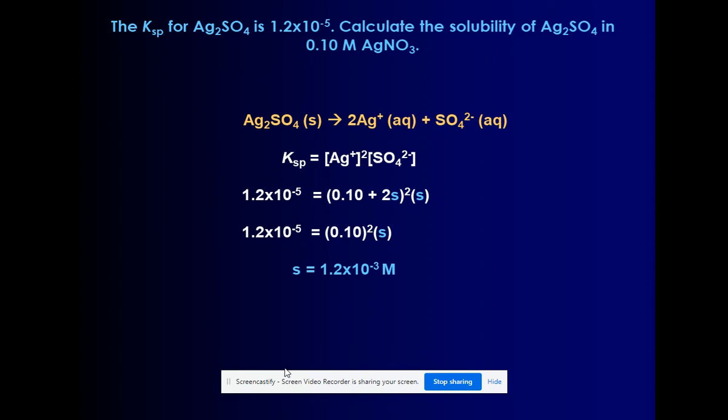If we had not had the silver ions present in the form of silver nitrate, we would have expected the solubility to be much greater. We would have expected more of the silver sulfate would have needed to dissolve to reach that Ksp value. So having a common ion can reduce how much you need of the particular solid to dissolve before precipitation occurs.